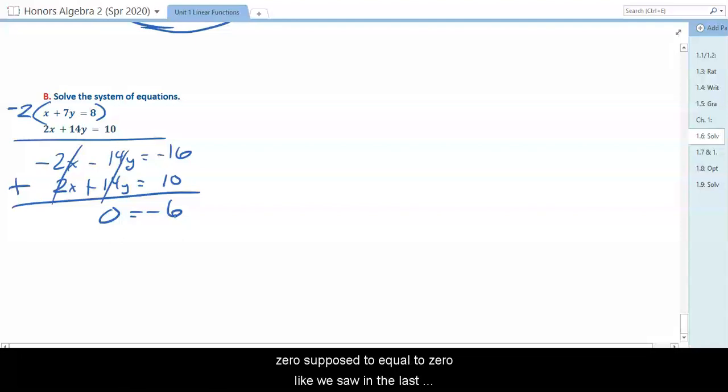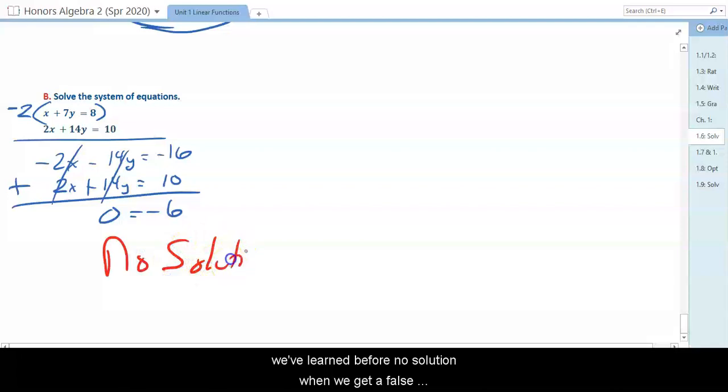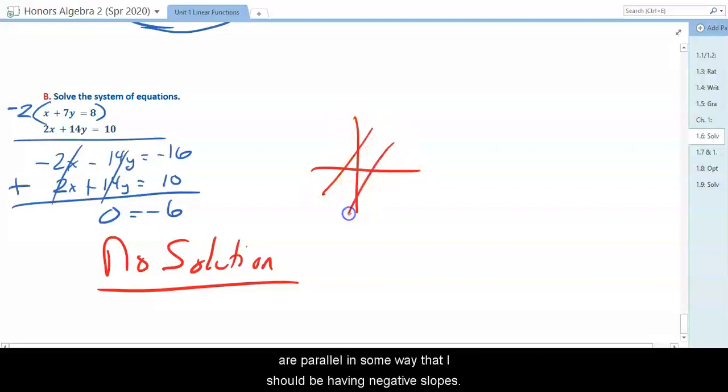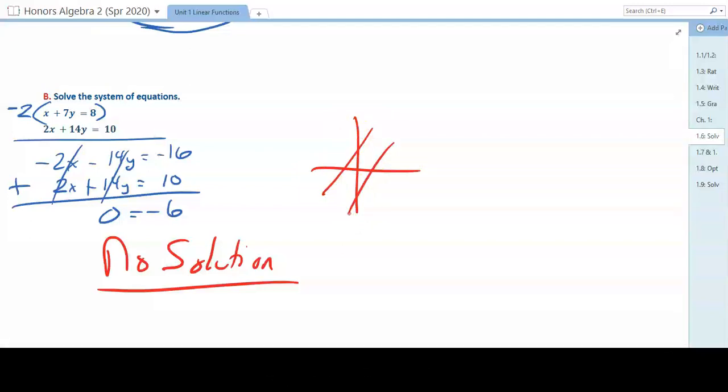That doesn't make any sense, because 0 is supposed to equal 0 like we saw in the last equation. And so what this means is that we have, as we've learned before, no solution. When we get a false statement where a number equals some other number, it can't be anything. And so no solution here, which means that these two lines are parallel in some way. They'd actually be having negative slopes, but they're parallel. That's the point. All right, so that is 1.6 in a nutshell, solving systems of equations.